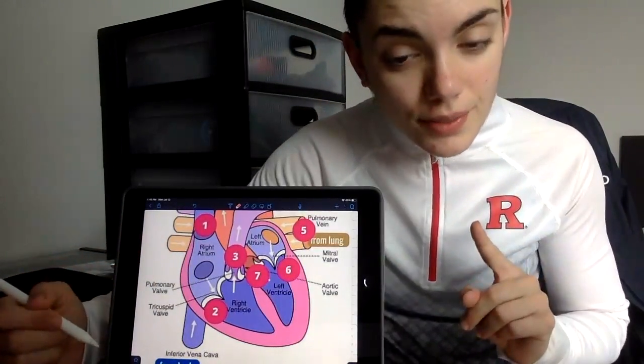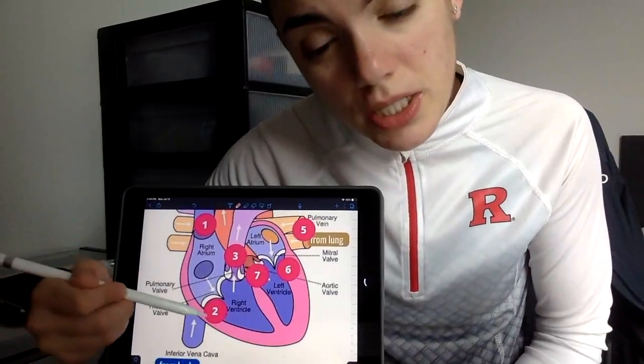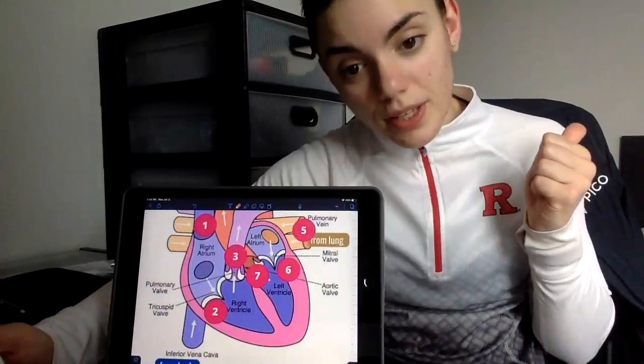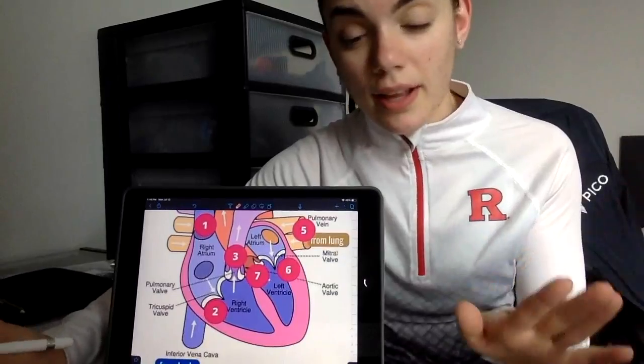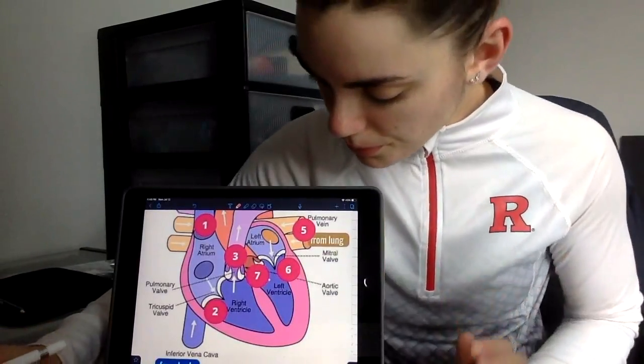Now, when the heart relaxes, when that contraction, that squeeze ends, this closes back up. What that does is keep the blood that was just drained in here from going back up into the right atrium. We don't want that. That can cause a lot of health problems.